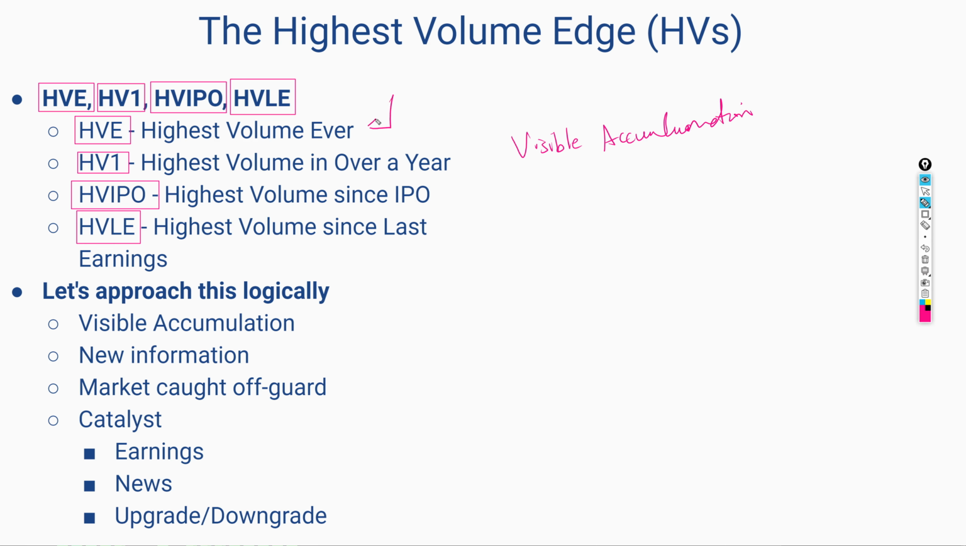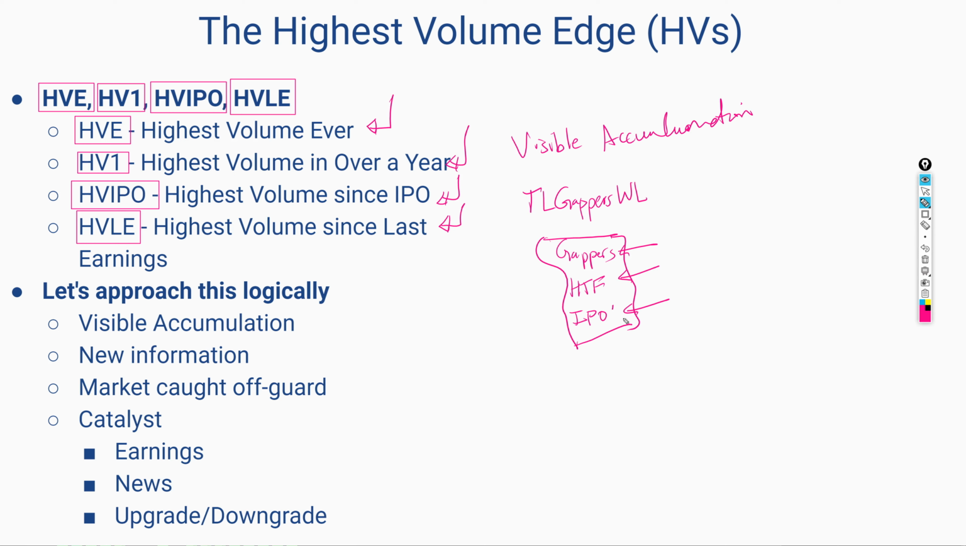where we clearly see this volume on the charts, and we put these particular tickers on what we call the TL gappers watch list, which you could go to the key watch list blog that's on the website to learn more about what's the criteria for each of them, the reasoning behind each of them, and why do we pick a gappers watch list, a HDF watch list, and the IPO watch list. What's the reason behind picking these three key watch lists to maintain on a weekly basis?